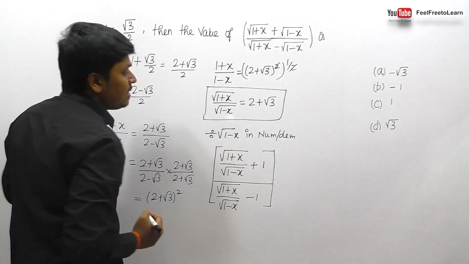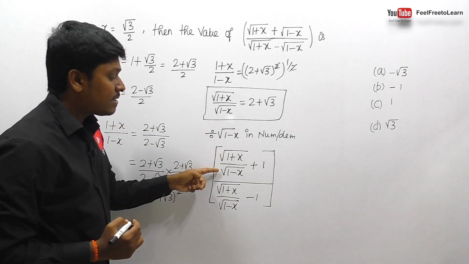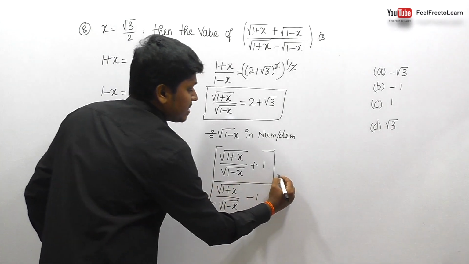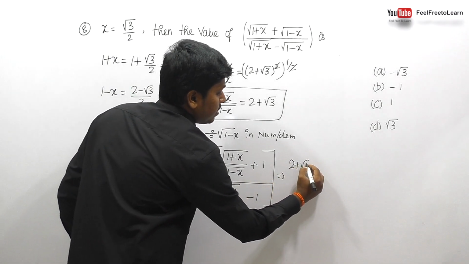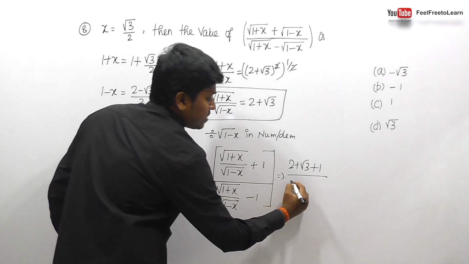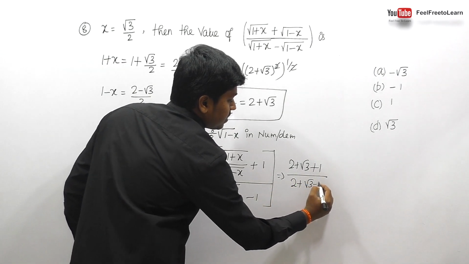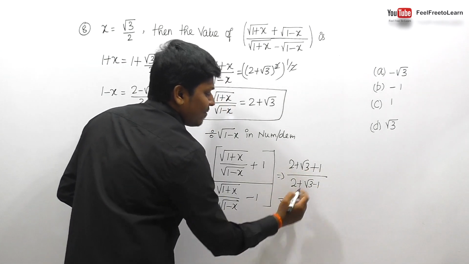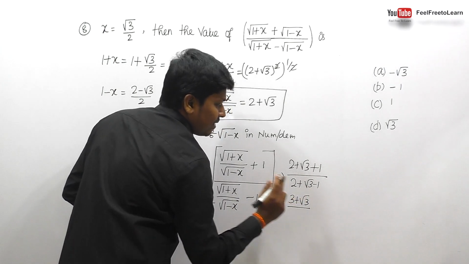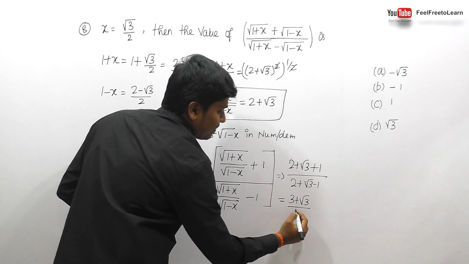So finally we know that the value of root of 1 plus x divided by root of 1 minus x is 2 plus root 3. So this expression can be written as 2 plus root 3 plus 1, divided by 2 plus root 3 minus 1. So finally this can be written as 2 plus 1 will be 3, so 3 plus root 3 divided by 2 minus 1 will be 1, right? So this can be written as 1 plus root 3.